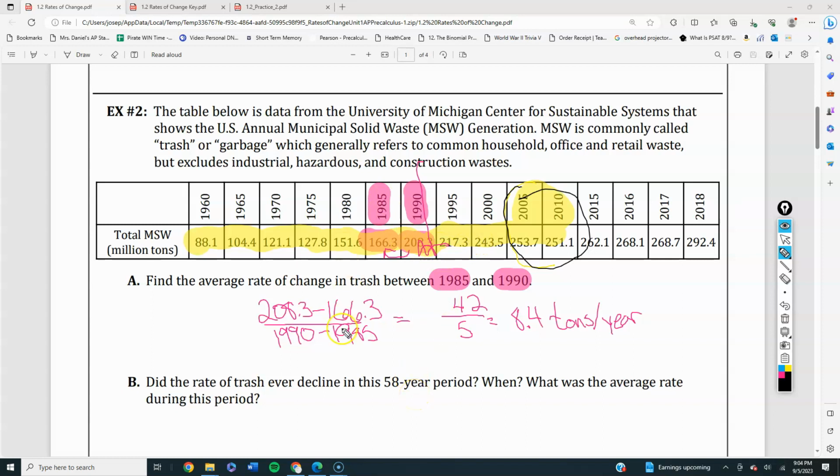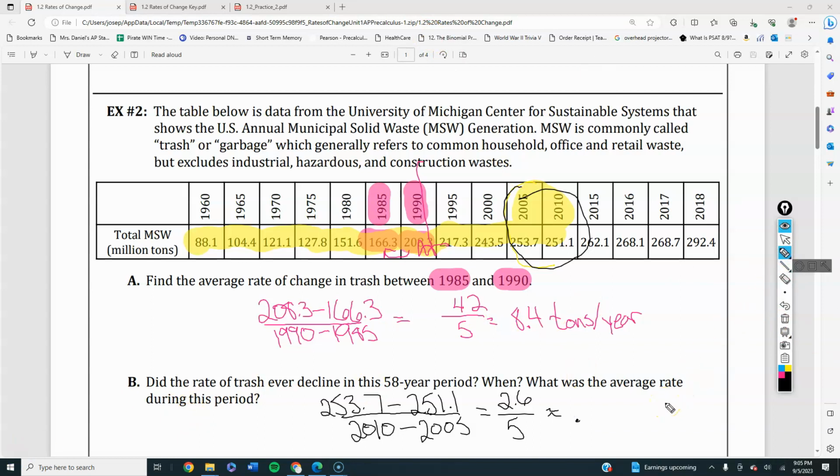So I find the average there. I subtract my y's and I subtract my x's. So I do 253.7 minus 251.1 divided by 5, or 2010 minus 2005. And this one's going to equal 2.6 over 5, which is approximately 0.5.